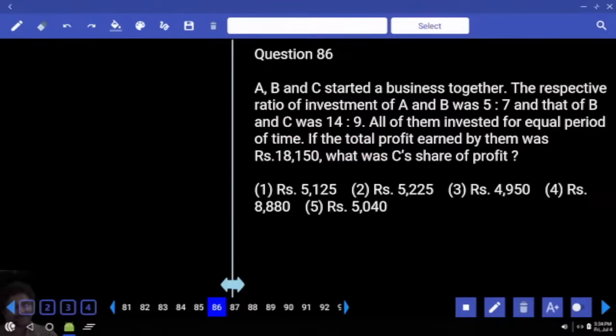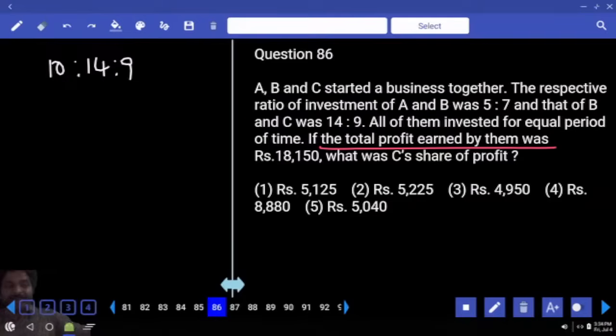A, B, C started a business together. The respective ratio of investments of A and B was 5:7 and that of B and C was 14:9. Who is common? B. B in the first ratio is 7 part, in the second 14. So you have to multiply the first ratio with 2, then it becomes 10, 14, 9. All of them invested for an equal period of time. If time is the same, investment ratio and profit sharing ratio both are equal.